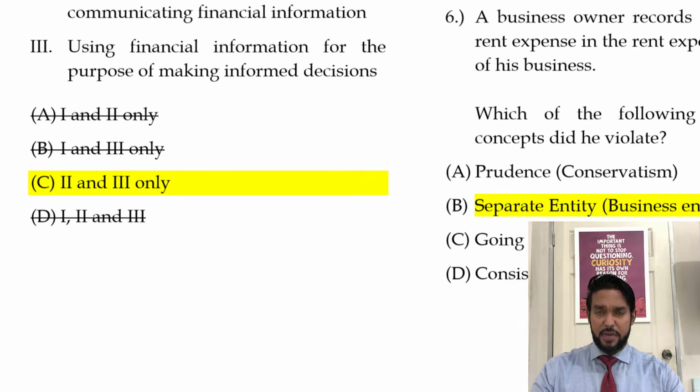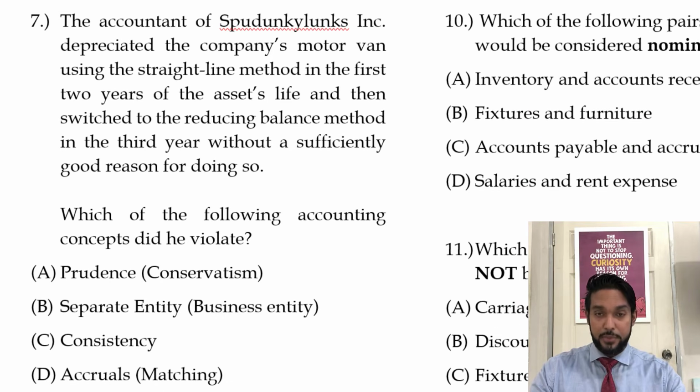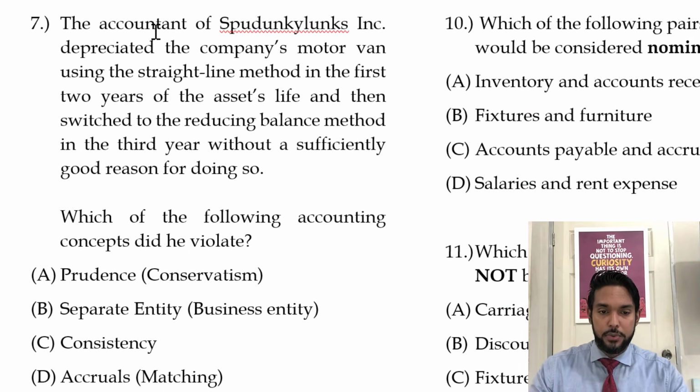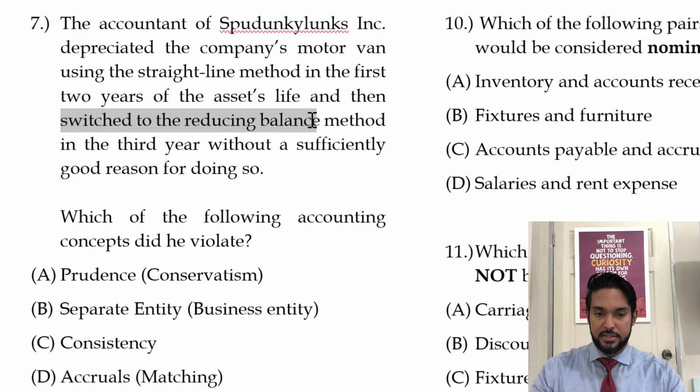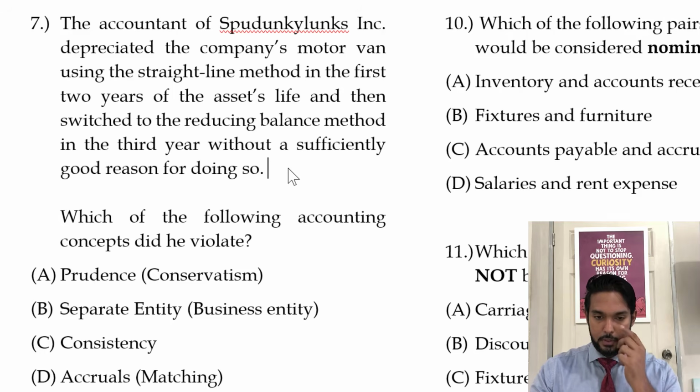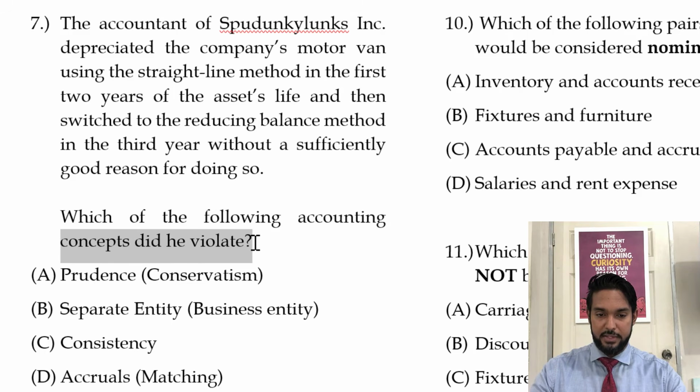Okay, so that's that question. We have a few more, because I'm already watching my time. I didn't want the video to be too long. All right, so let's go. The accountant of Spurunculums Incorporated depreciated the company's motor van using the straight line method in the first 2 years of the asset's life, and then switched to the reducing balance method in the 3rd year without a sufficiently good reason for doing so. Just by the way, if me highlighting is annoying you, just wait till I'm done, pause the video and take a read. I'm just trying to eliminate a lot of my editing in post, to get these videos out quickly. So, which of the following accounting concepts did he violate?